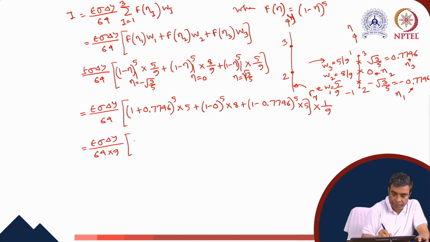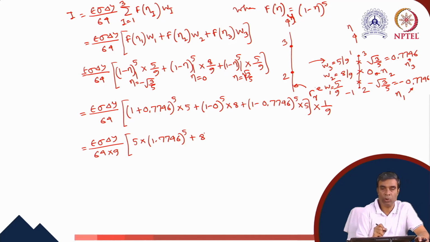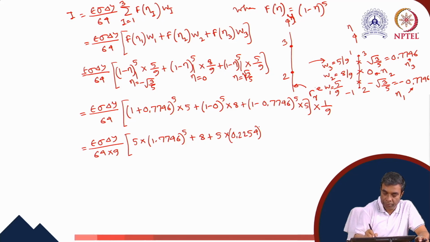Here we have 5 into 1.7746 to the power 5 plus 8. So 1 to the power 5 is 1, plus 5 into 1 minus 0.7746. So 46 will give us 54. So it will be 0.2254 to the power 5.